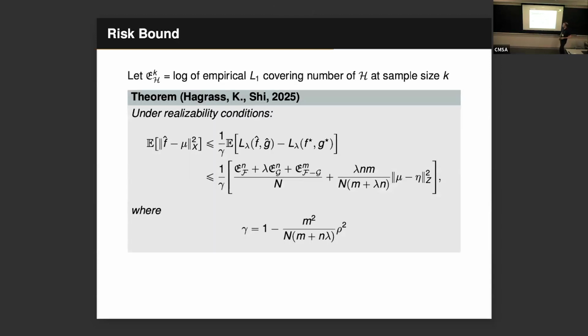The risk bound states that, again, this is f hat as my deployment model, and this is the expected integrated squared error. What it says is that I can first of all upper bound this risk by 1 over gamma. I'll explain what gamma is in a second. This is times the expected difference between the population objective at my global minimizers of the empirical risk, and the true minimizers of the population risk. And using some tricks from empirical process theory, you can further upper bound this difference by this quantity.